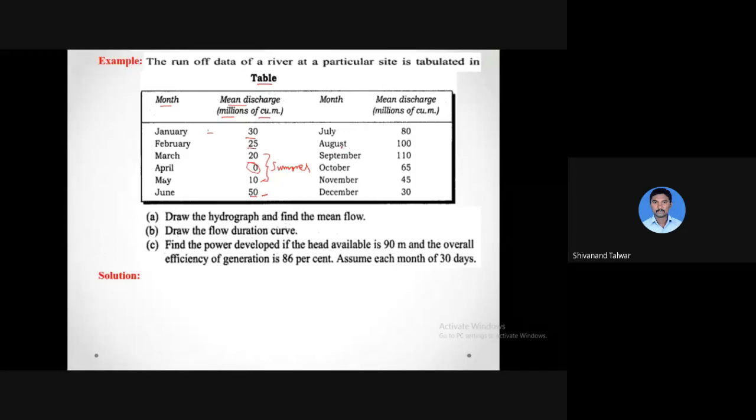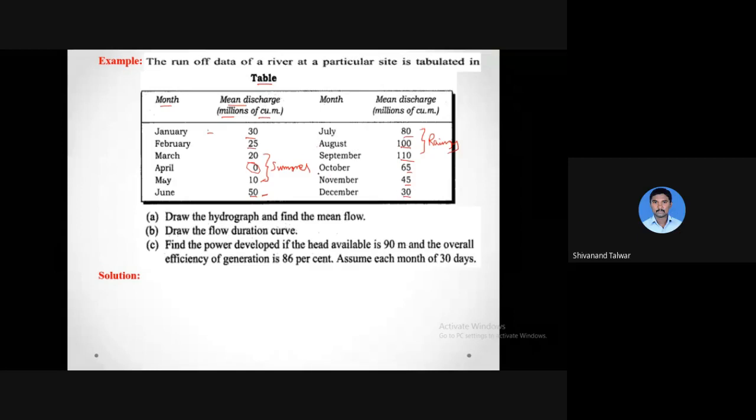million cubic meter. Then in July it is increasing, it is 80, then August and September. June, July, August, September are the rainy season, so in the rainy season we get more discharge. Then it goes on decreasing: October 65, November 45, and December 30.